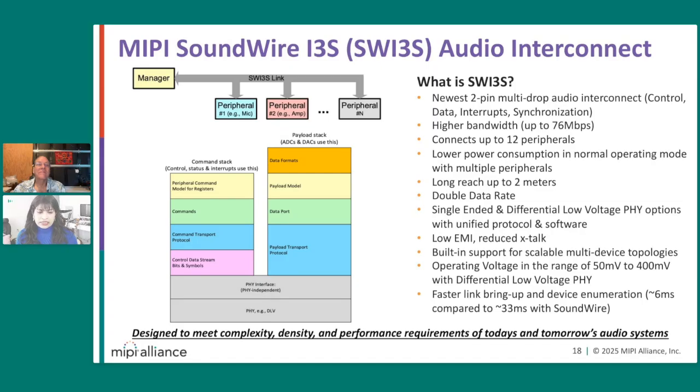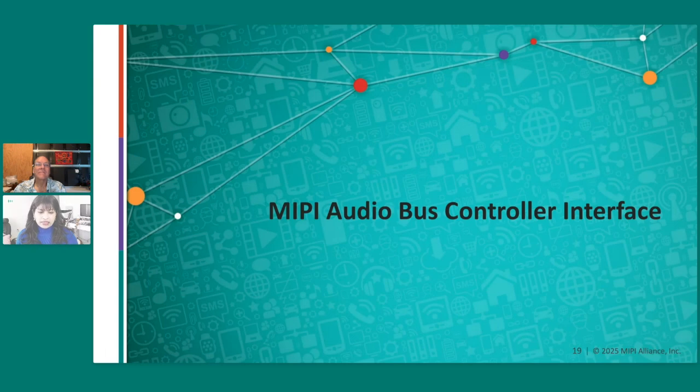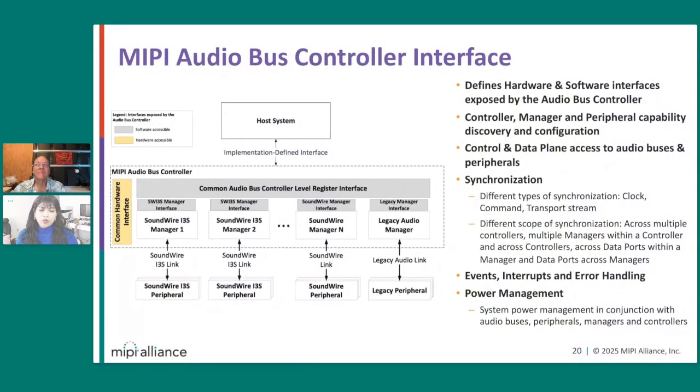So now let's see how would one integrate these interconnects or buses in a system. So we have these interconnect specifications, the SWIS, the SoundWire, they define the bus itself and what the manager and the peripheral need to do and how this bus works. But how is it integrated into a system? How does or how can the host system hardware or software communicate with these managers to work with the interconnects they manage and the peripherals that are connected on these buses?